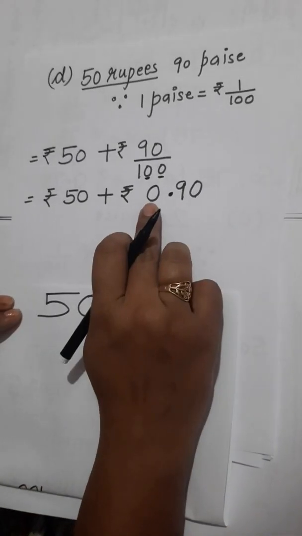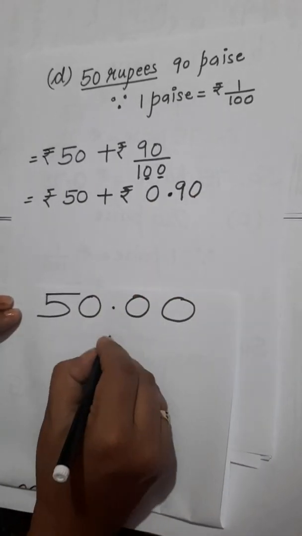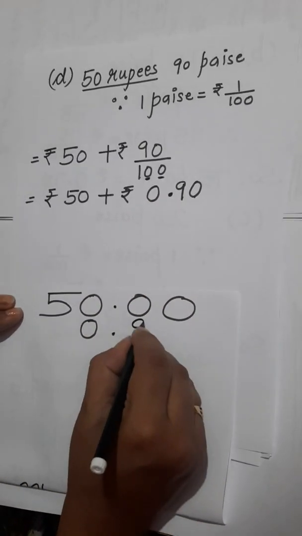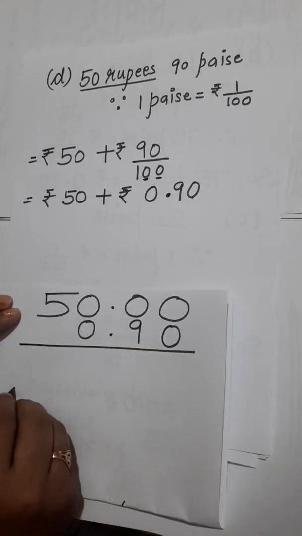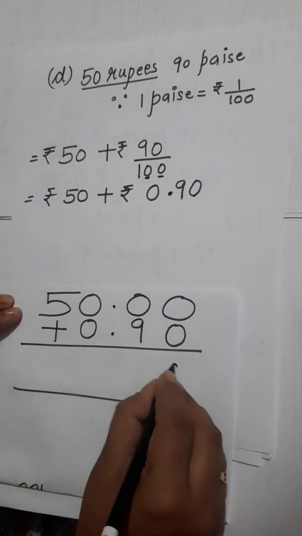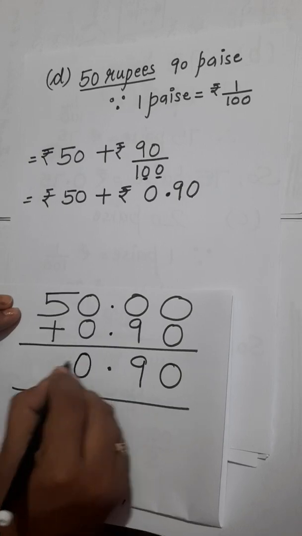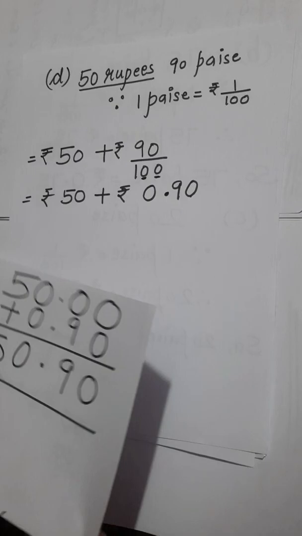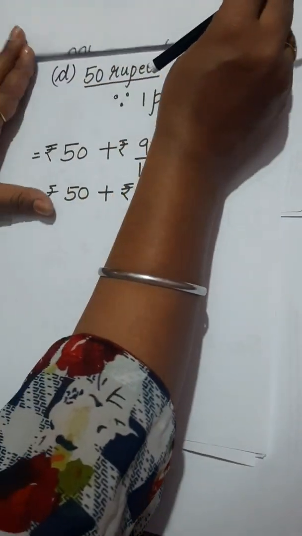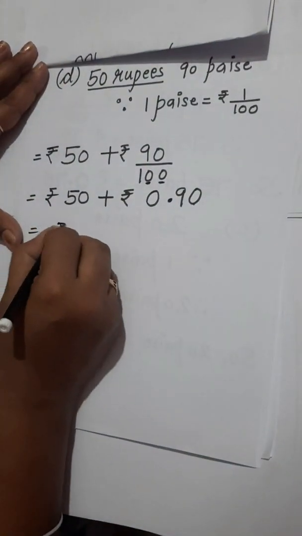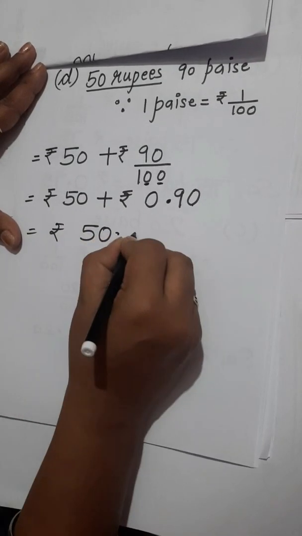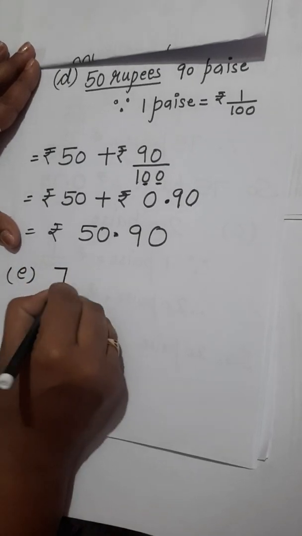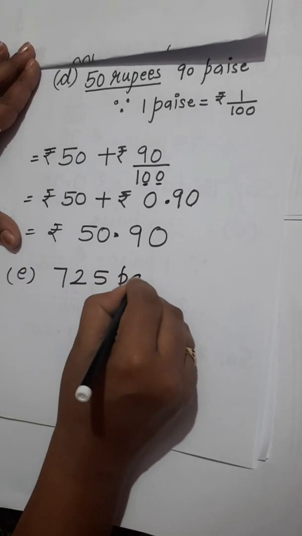Now in this case, whenever you have to add, as we know that this 50 means 50.00, you can write like this. Now next we have 0.90, put decimal below decimal, 0, then 9 at tenth place, 0, just add. So here you will get 50.90. So in this way you will add. So your answer is rupees 50.90. Now next we have E part, 725 paise.